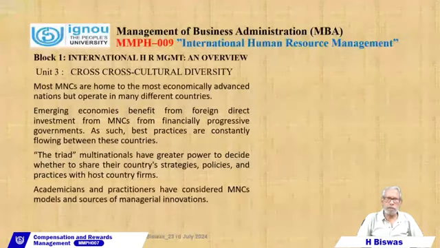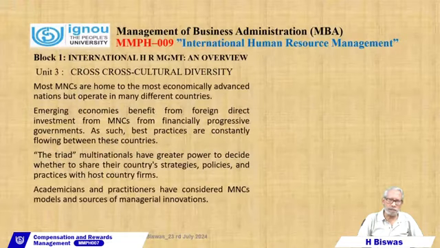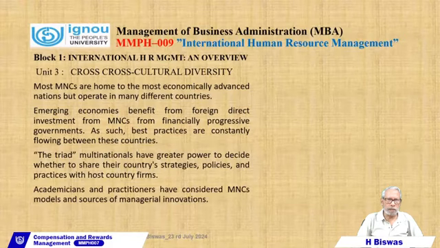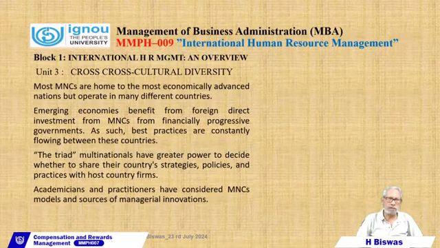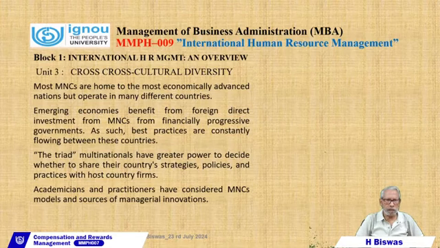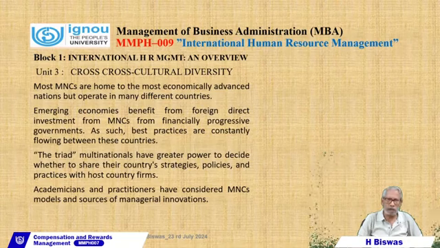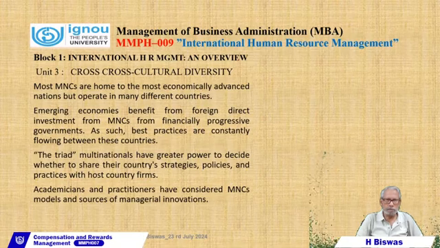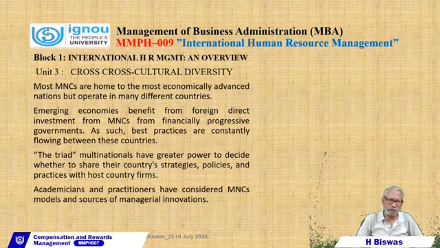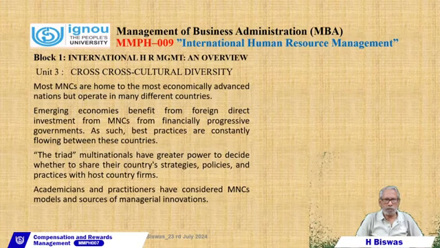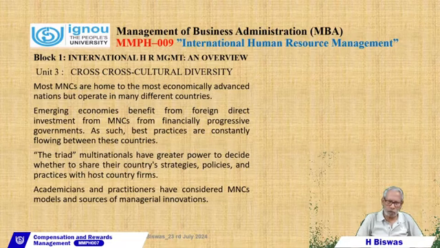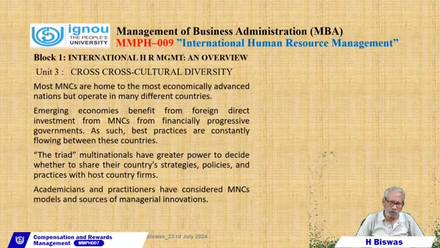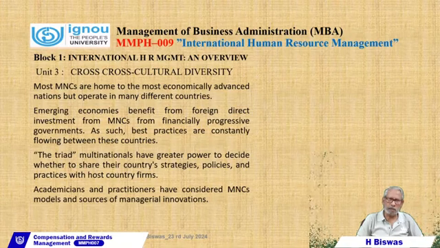So there is a continuous flow between these countries, and accordingly the cross-culturing system is also there, because you have to see the different countries' cultures. The triad nationals have greater power to decide whether to share their countries' strategies. Triad means basically three countries together, that is the US, Japan, and the United Kingdom. These three countries are together, because they are developed countries. And they are sharing their tested strategies, the policies and the practices, with the host country firms. Wherever they go, their practices are spreading.